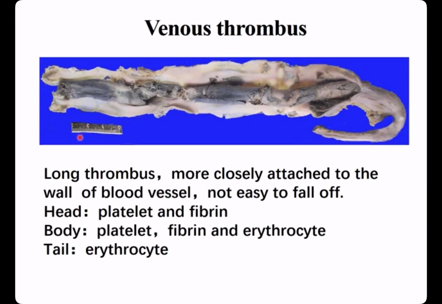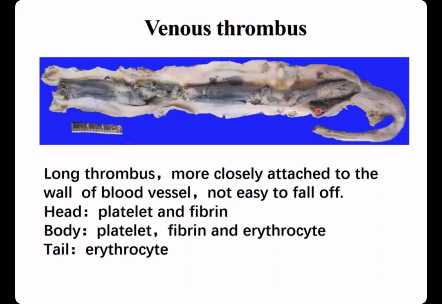This is a long thrombus in the vein lumen. Here is the head of the thrombus. This is the body. This is the tail. The head is mainly composed of platelets and fibrin.